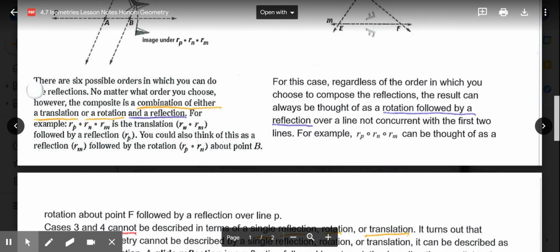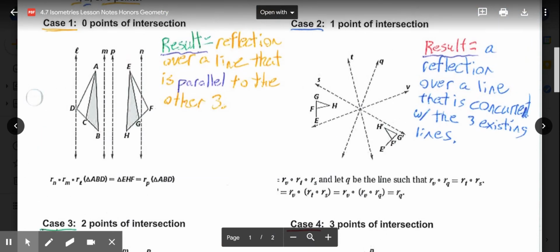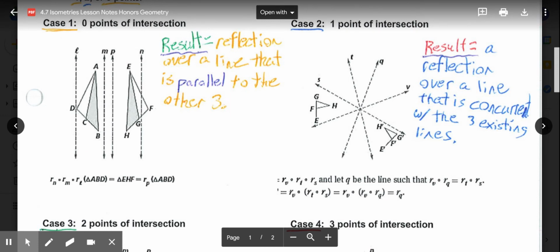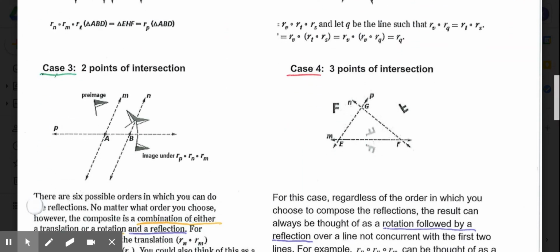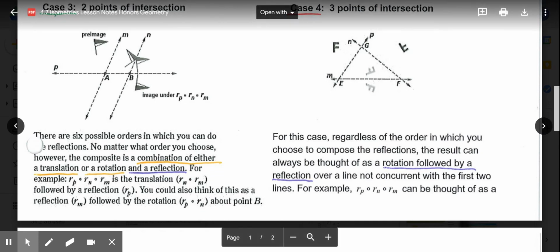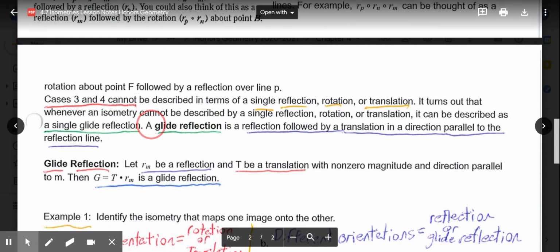So the main idea, as long as you know these four cases, take the info right from your notes for what the results are. 0 points of intersection over 3 lines, our final reflection is also just a single reflection over another parallel line. Over 1 point intersection, our final result would be a reflection over a line that's concurrent to the other 3. And then in 3, 2 points of intersection means we either have a translation or a rotation and a reflection combined. And in case 4, we have a rotation followed by a reflection. Both cases 3 and 4 result in what we call a glide reflection.